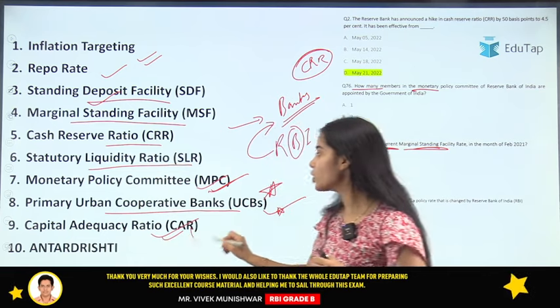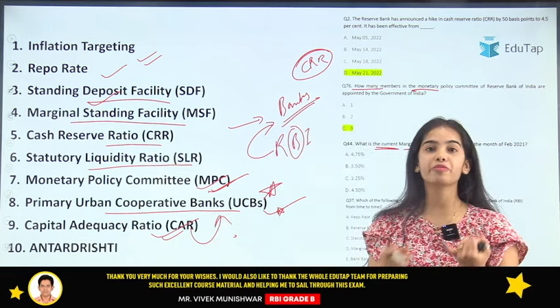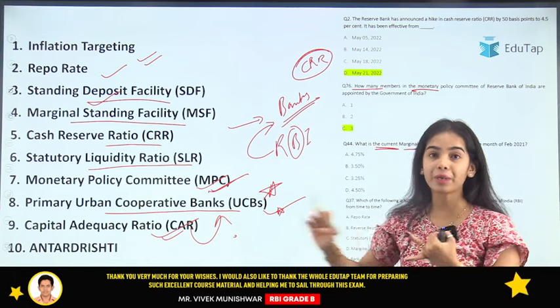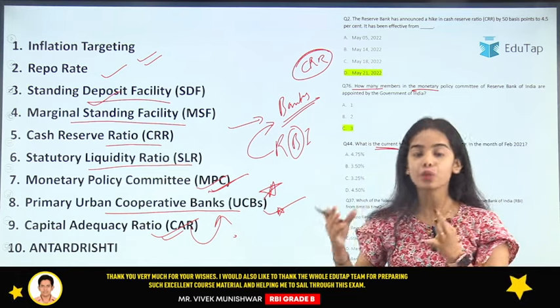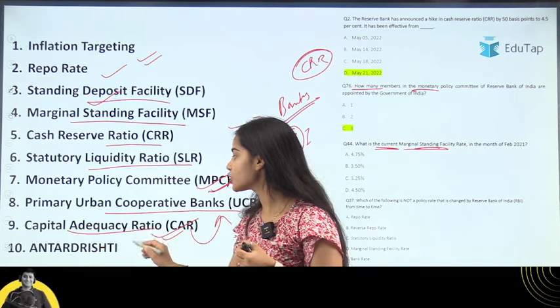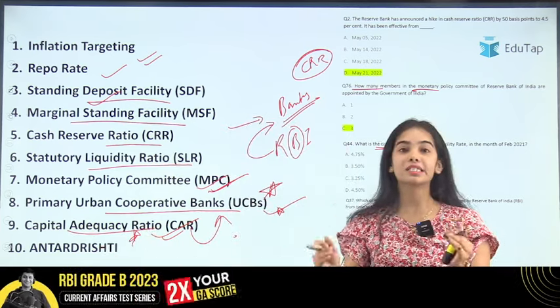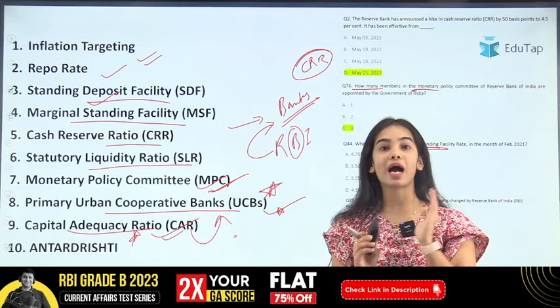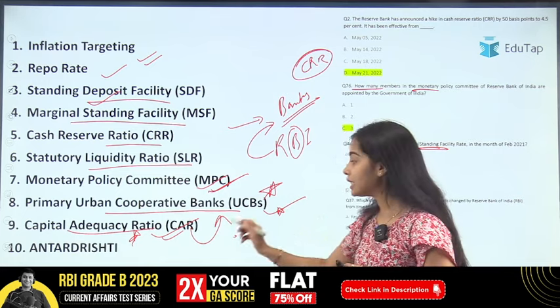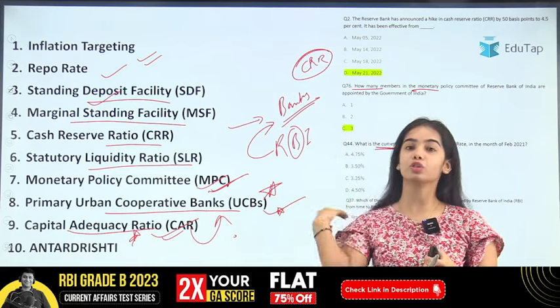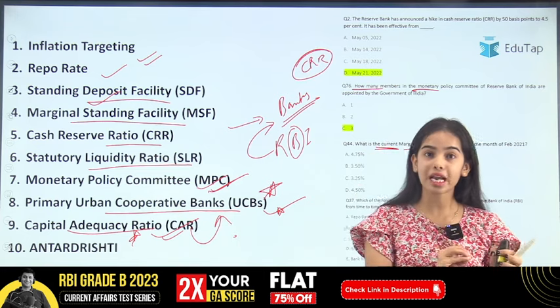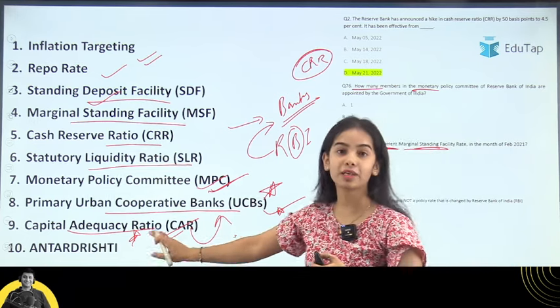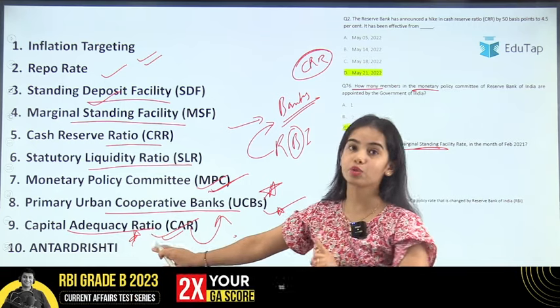Capital adequacy ratio. Now for the primary urban cooperative banks, the net worth and the capital adequacy ratio, if there is any news regarding the capital adequacy ratio, there was a direct question seen in phase 1 in the previous 2-3 years regarding the capital adequacy ratio and the net worth. So this term also, if it is in news, you need to understand it, you need to have clarity about it, and you need to know the current context.